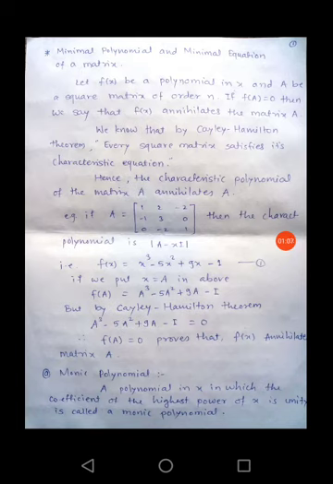So in the same way, we know that by Cayley-Hamilton theorem every square matrix satisfies its characteristic equation. Hence the characteristic polynomial of a matrix A annihilates A. So characteristic equation is satisfied by every square matrix. That means characteristic polynomial of that matrix annihilates the matrix.